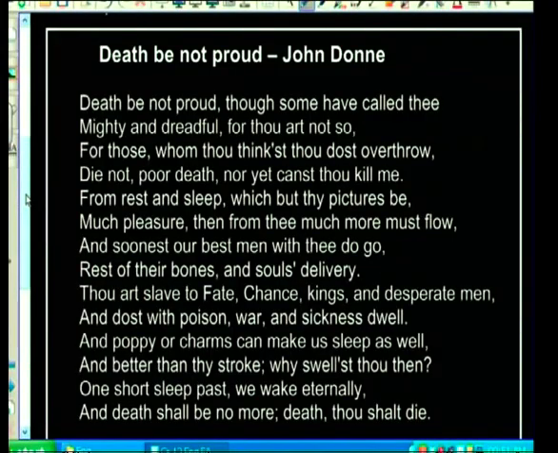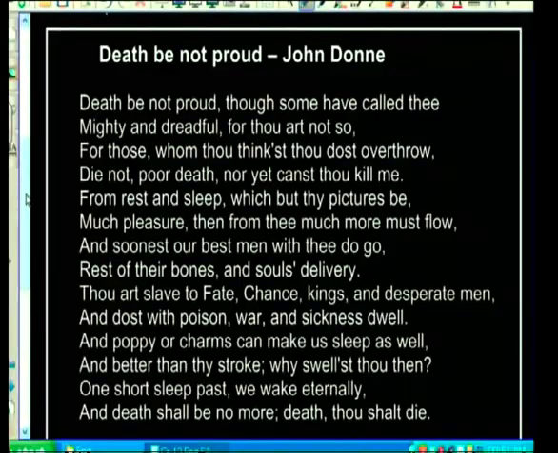You, death, actually have a pretty horrible job because you are a slave to fate. We are all destined to die. Chance, bad luck happens. Kings cut off heads, and desperate men commit suicide. And you hang out with poison. Poison kills. War, people die in war. And sickness, people die of sickness.